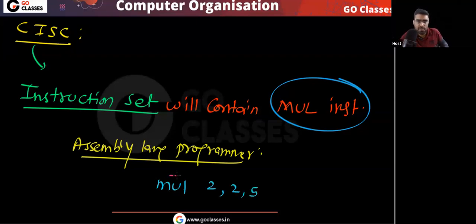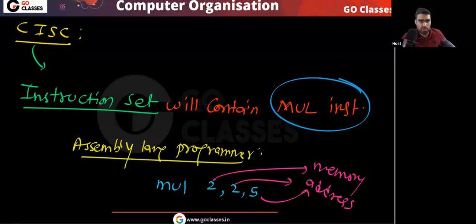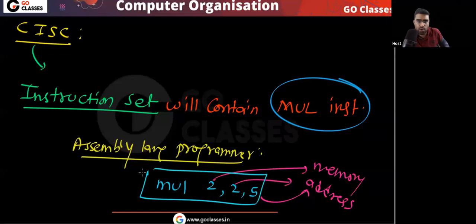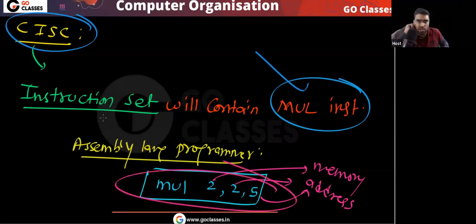Is this clear? Please tell me. These are addresses, memory addresses. This is a memory address, this is also a memory address. So the assembly language programmer will only write this instruction. Remember one thing: the CISC computer instruction set has this instruction. The assembly language programmer only has to write this one instruction, and these are the memory addresses.